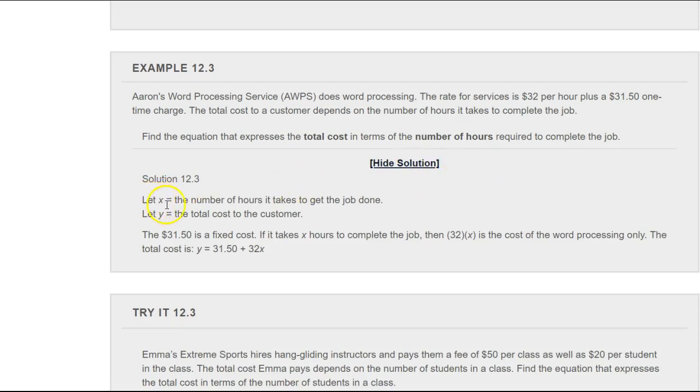We're going to let X be the number of hours it takes to get the job done. We're going to let Y be the total cost to the customer. Since $31.50 is a fixed cost, we're going to have to add that to whatever we get per hour. If it takes X amount of hours to complete the job, then 32 times X is a cost of the word processing only. The total cost is the word processing cost and the fixed cost together. So Y equals $31.50 plus 32X.